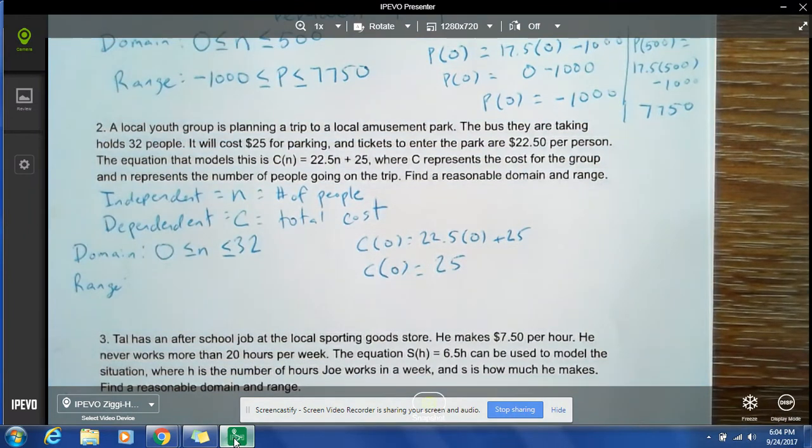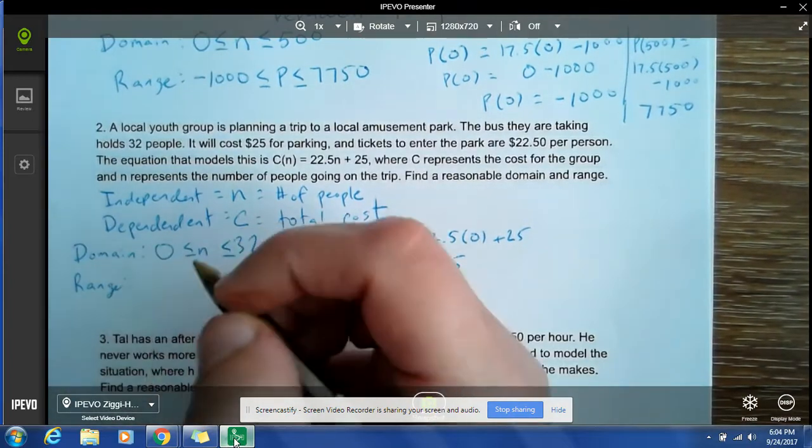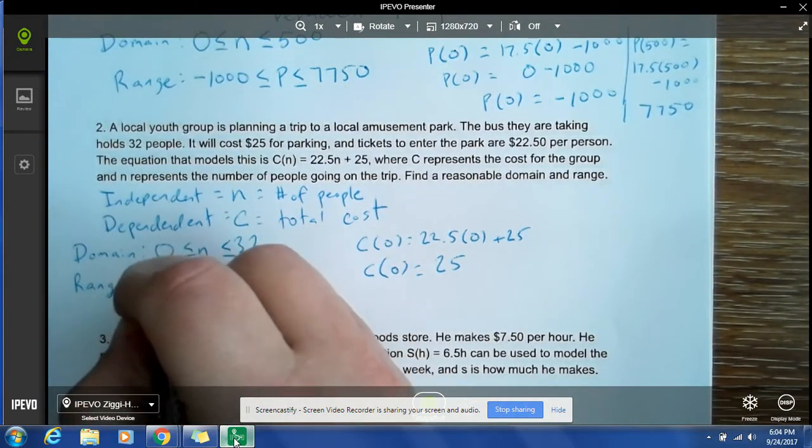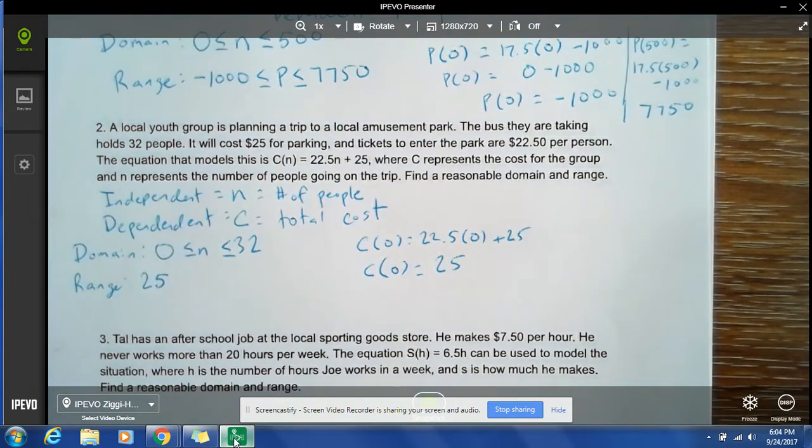Why would we drive an empty bus to the park and just park it and then nobody goes in? I don't know. Don't question me. It could happen though. So $25 is the lowest cost if they just drive an empty bus to the park.